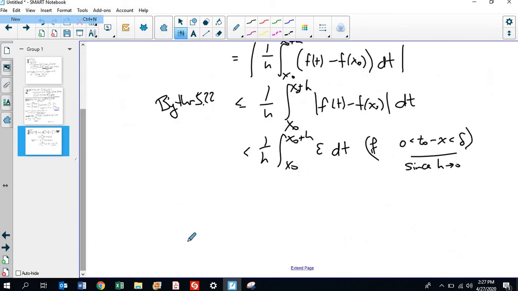And then what do we get here? This is equal to 1 over h times epsilon times x0 plus h minus x0, once again by Theorem 5.16. We use it again, and that's just equal to epsilon, because this is h, and that cancels that. Okay?